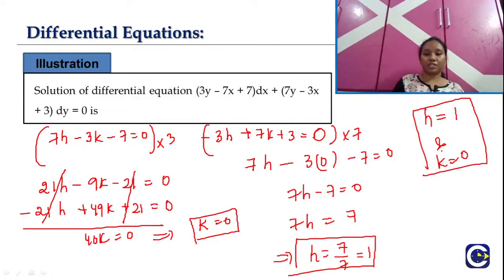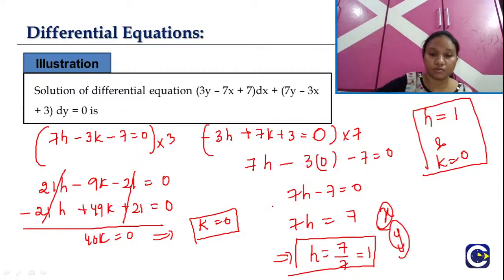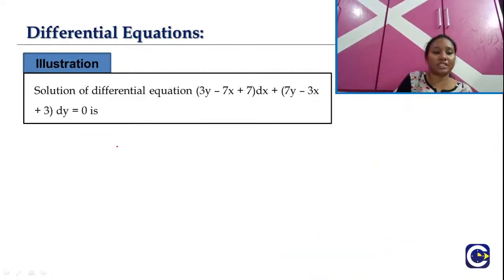Once we have these h and k values, we can find our x and y substitution values in the later expression. Now once we have the h and k values, the next step will be simplification and solving the homogeneous form of the differential equation. So the third step will be solving the homogeneous form of the equation.